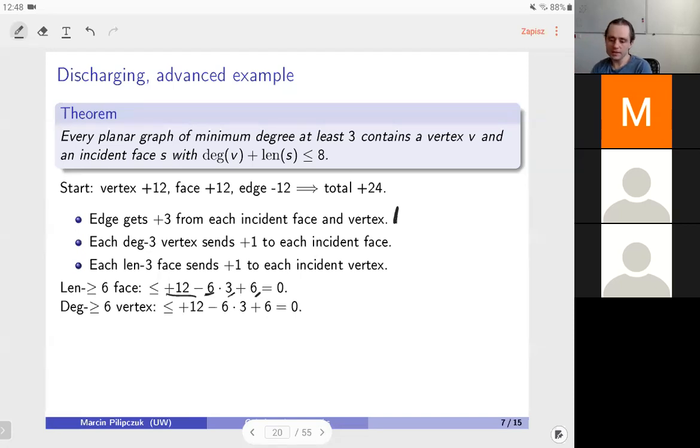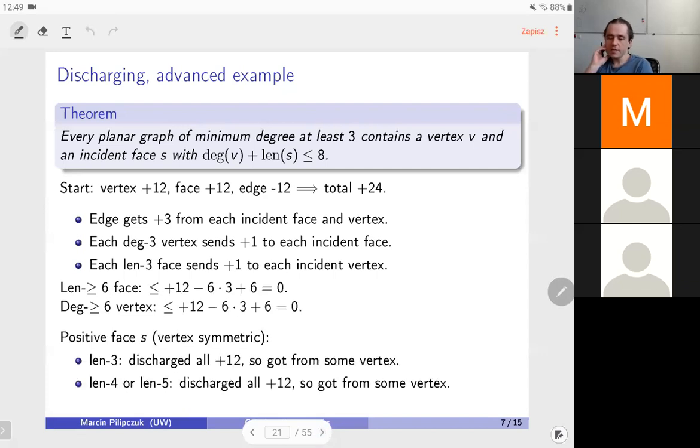And a symmetric argument holds for vertices of degree at least 6. They discharged so much to the neighbors that even with this +1 sent back, they have no chance of getting above 0 in the end. Okay, so let's look at the other cases. Let's look at faces; the argument for vertices is symmetric.